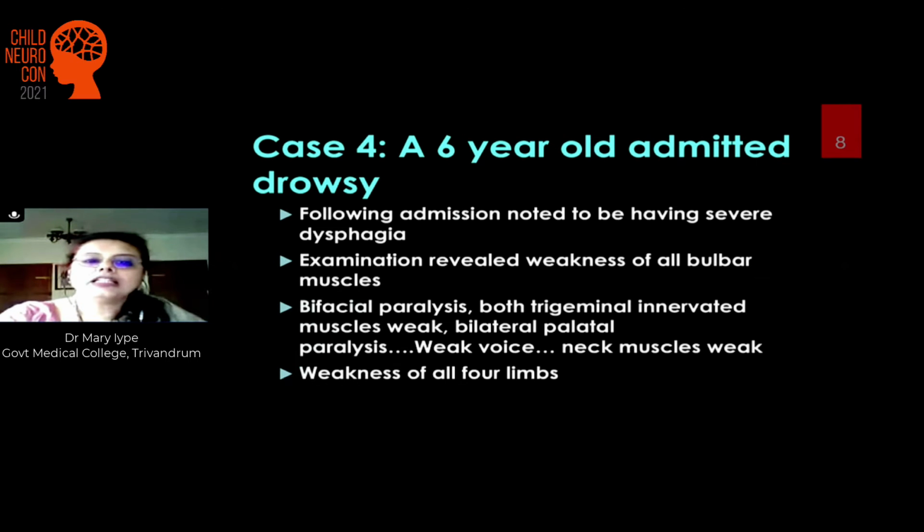Case 4 is a 6-year-old who was admitted drowsy. Following admission, he was noted to be having severe dysphagia. Examination revealed weakness of all bulbar muscles, bifacial paralysis, both trigeminal innervated muscles were weak, bilateral palatal paralysis, a weak voice, and the neck muscles were weak. There was weakness of all 4 limbs. He turned out to be having West Nile virus encephalitis.